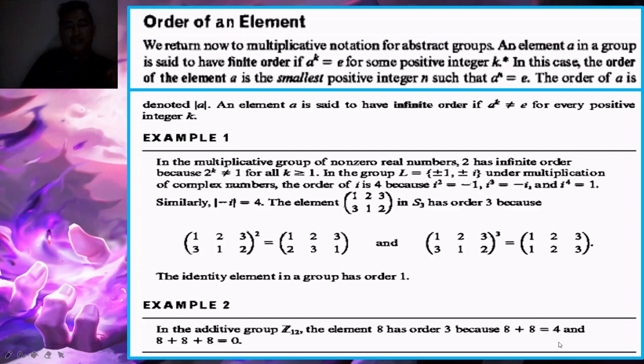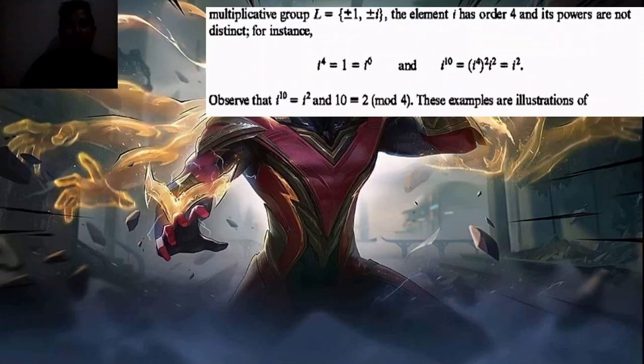8 plus 8 is equal to 4 in Z12, since 16 is equal to 4. So the order of the element 8 is 3. Try other elements in the group Z12 and find their orders.